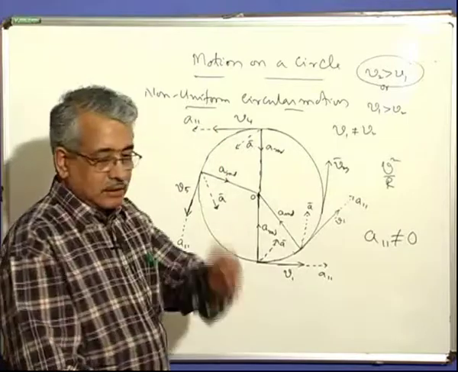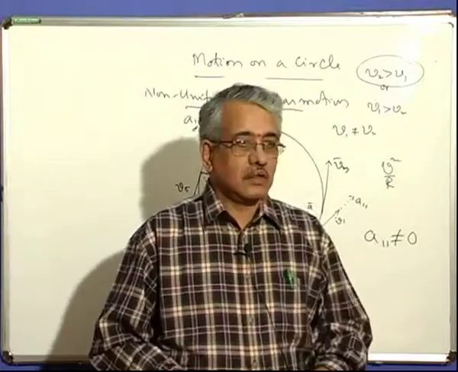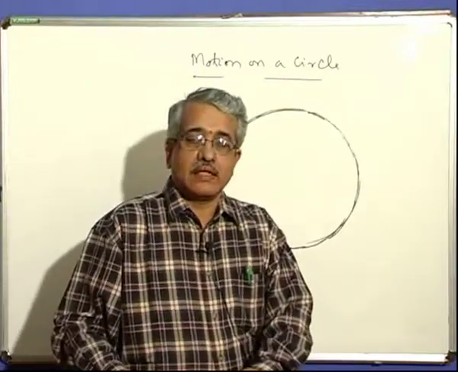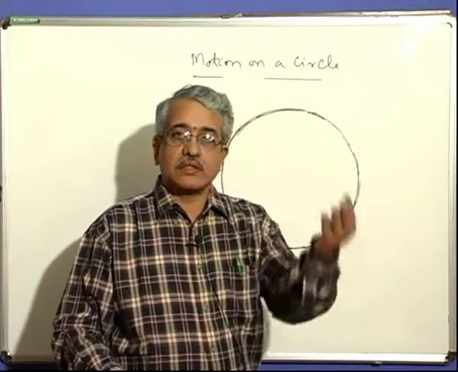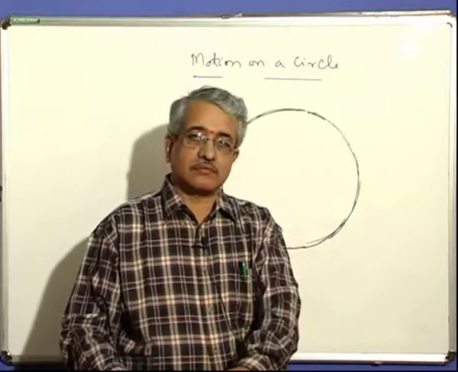So based on that, we can now think of the problems on this. We have discussed the case where the body is speeding up while going on the circumference of a circle. Suppose it is slowing down while going on the circumference of a circle now.